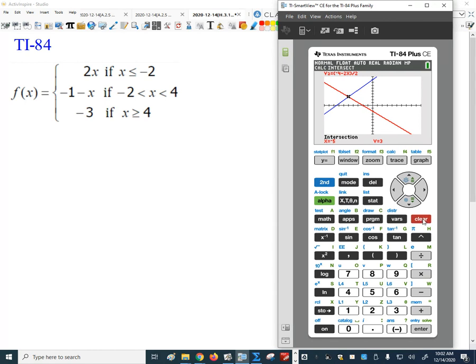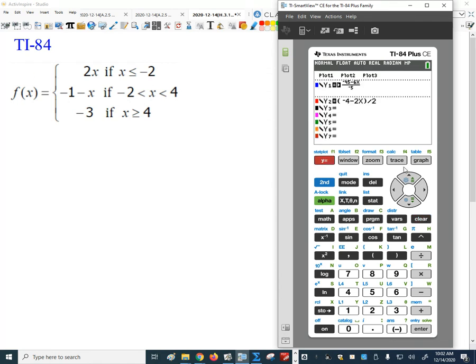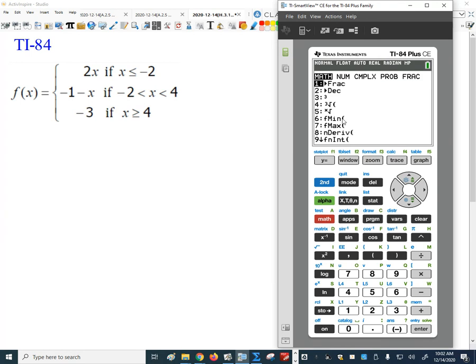Okay, so the way we would graph this on a TI-84, we'd go Y equals, and then I've got to remember how to do this. We're going to go to the math menu, and we're going to go clear down to the bottom. So I'm going to hit the up arrow to go immediately to the bottom of the list, and look at that right there. How about that?